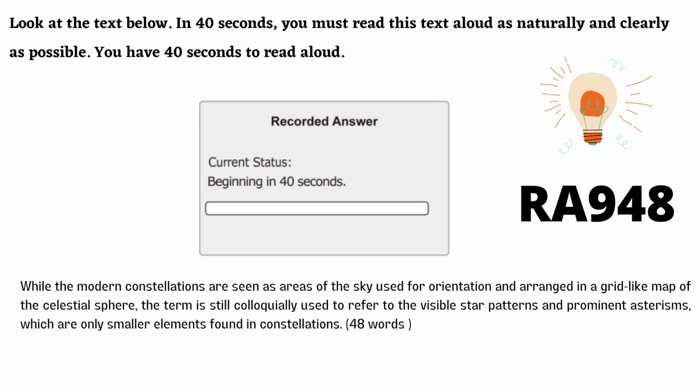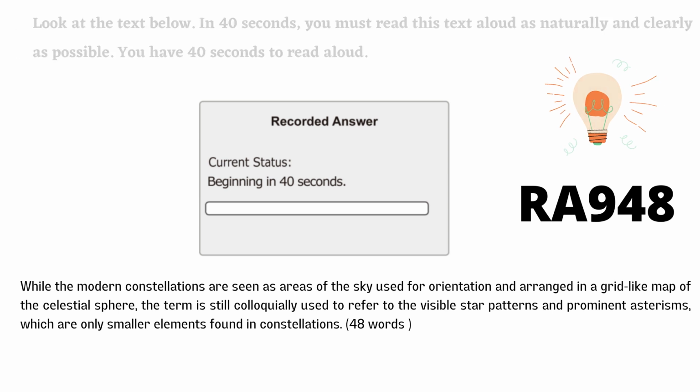While the modern constellations are seen as areas of the sky used for orientation, and arranged in a grid-like map of the celestial sphere, the term is still colloquially used to refer to the visible star patterns and prominent asterisms, which are only smaller elements found in constellations.